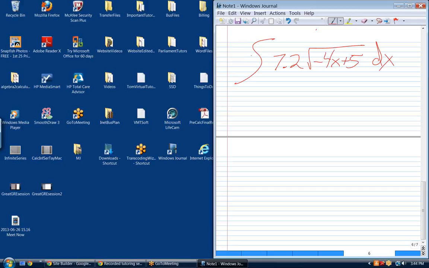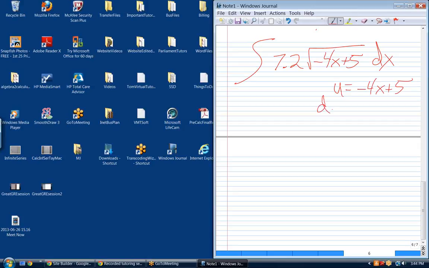Yeah, because then what we'll have is 7.2, which I can actually take outside the integral. Let's do that immediately. And I'll end up with the square root of u, and I know that I can integrate this. So that's why I want to use u as whatever is inside of there. So let's let u equal negative 4x plus 5.